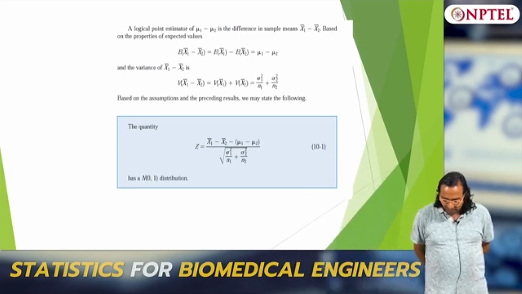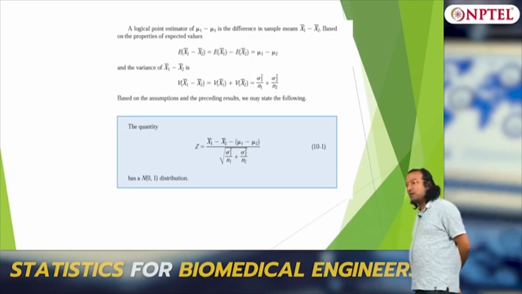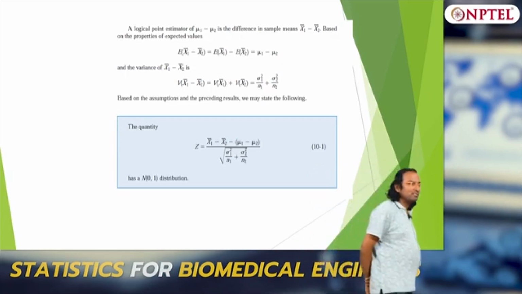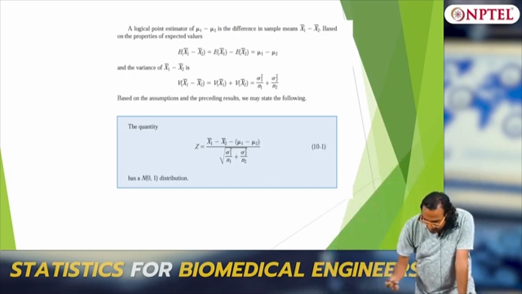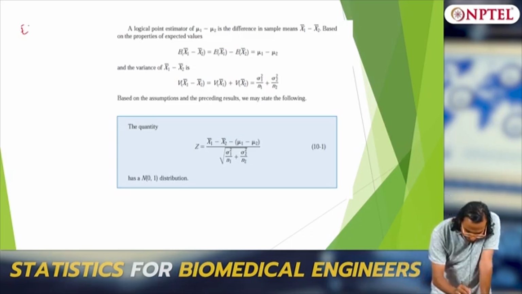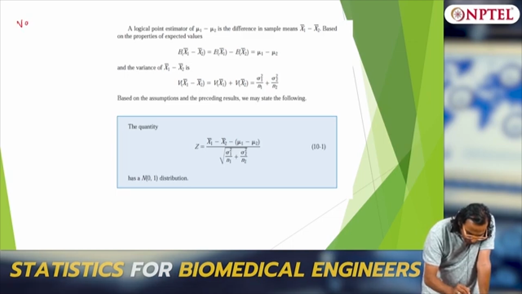So what is the variance of x1 bar minus x2 bar? It is the variance of x plus the variance of y minus 2 times the covariance, we will call it later. So if you notice, we have derived it in the class, the variance of x plus y.